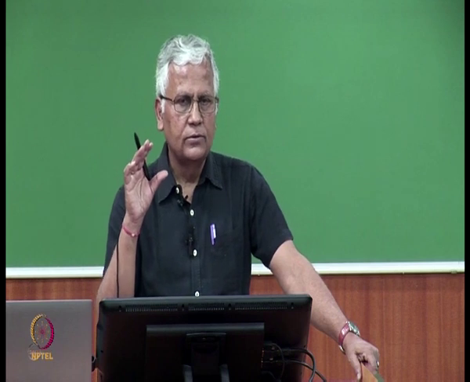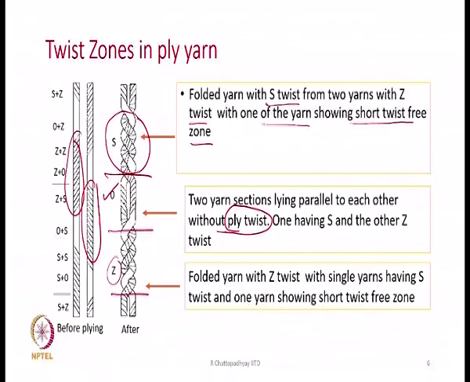So, first, we have to have a mechanism to generate twist in alternate directions along the length of the single yarns. Now, bring two such yarns close to each other at the convergence point. While we bring them to the convergence point, we have to make sure that ZZ portions and SS portions should not come together.